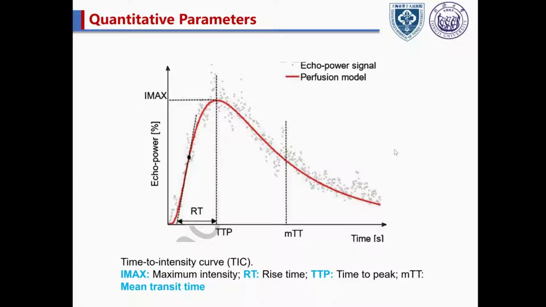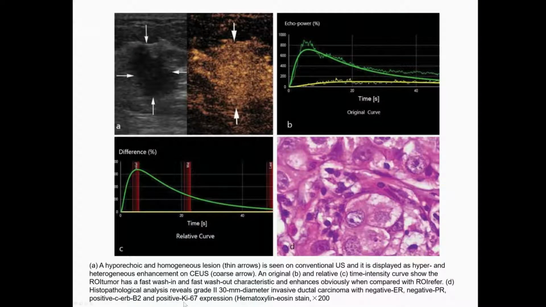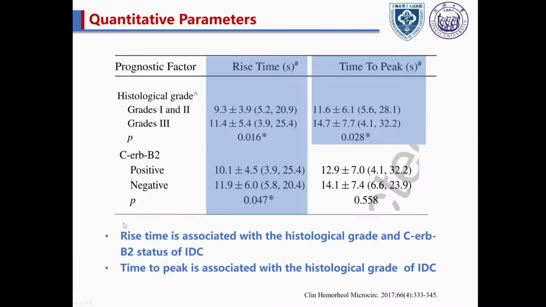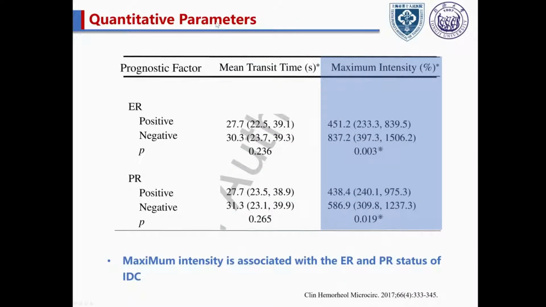And for example, this lesion, we can show the time intensity curve for lesion, and we can also obtain some parameters. And in this study, we can find that the rise time is associated with histological grade and HER2 status of invasive ductal carcinoma. And also time to peak is associated with the histological grade of IDC. So maybe the quantitative CUS parameters is associated with some prognostic factors. This slide shows that maximum intensity is associated with the ER and PR status of infiltrative ductal carcinoma.